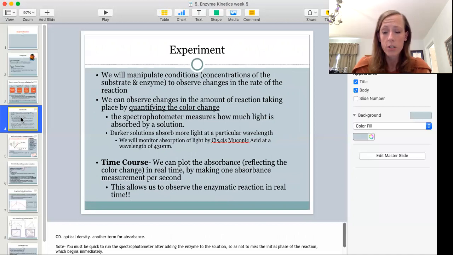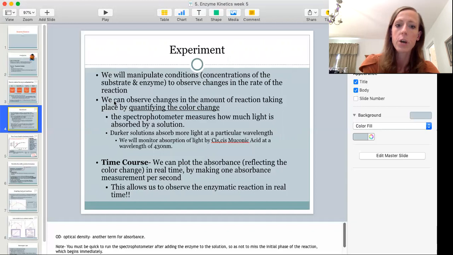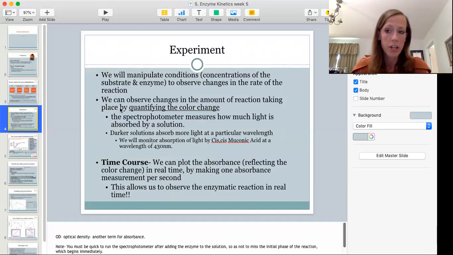The goal of our experiment today is to watch the reaction take place. We're going to watch it happen in real time. We're going to manipulate the conditions a little bit so we can see it happening under different concentrations of our substrate, and then also separately under different concentrations of our enzyme, and be able to watch the change in the reaction and see which of these conditions enables the reaction to take place at the quickest, the speediest rate.